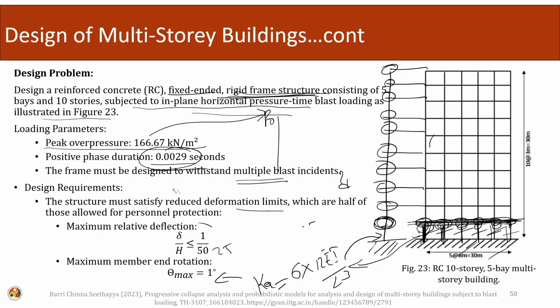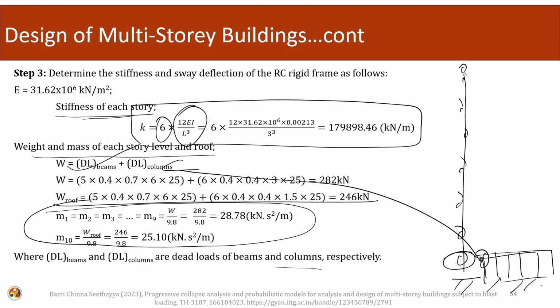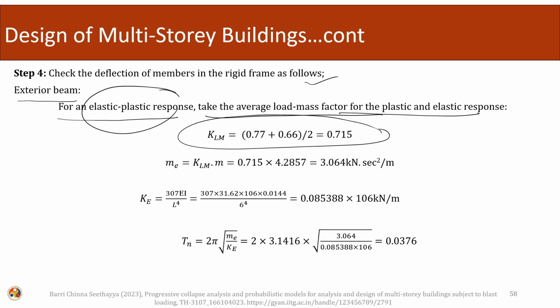So, in the particular problem, we saw that this requirement is more stringent than the requirement for the personnel protection. So, it means that the system has not reached the pure plastic region. It is somewhere in between the elastic and the plastic region. So, this is the elastoplastic region. Our system is in the elastoplastic region. So, getting that inference, we are using the ratios for the elastoplastic response. So, KLM, the load mass factor, we are taking the average from the elastoplastic response.